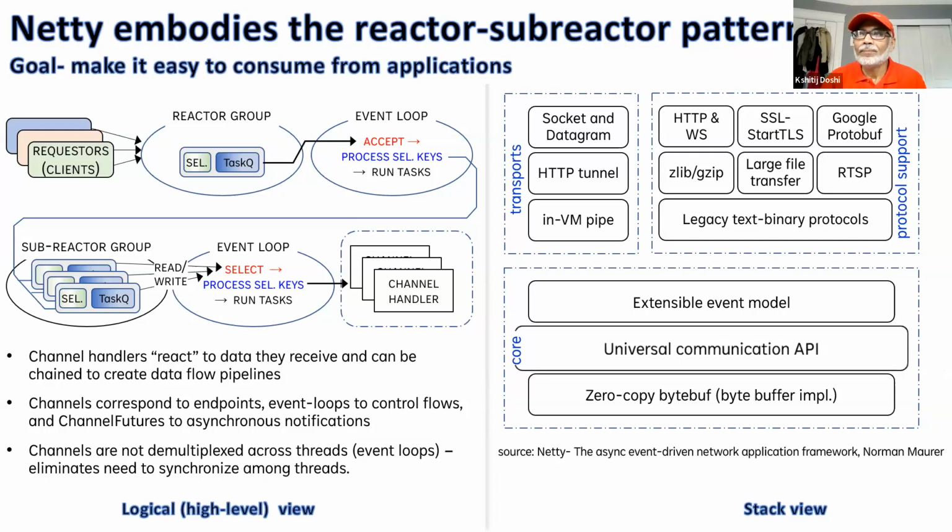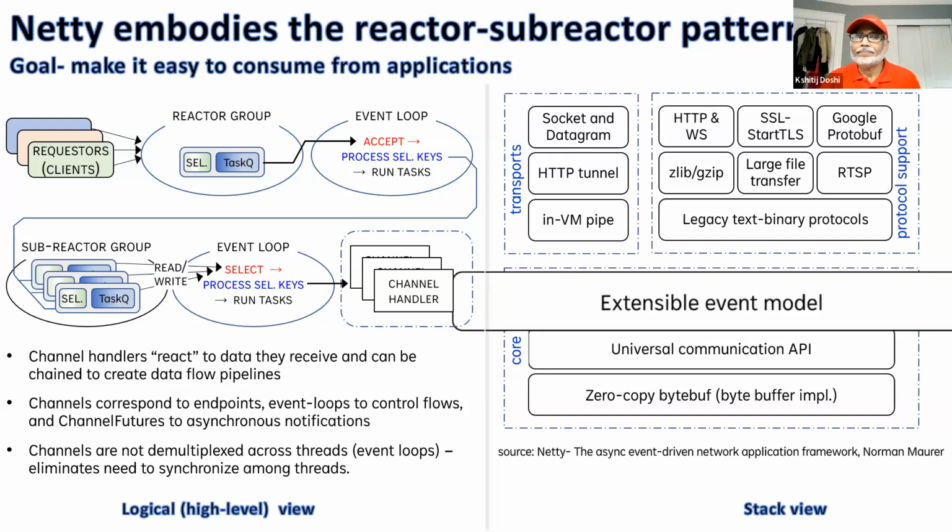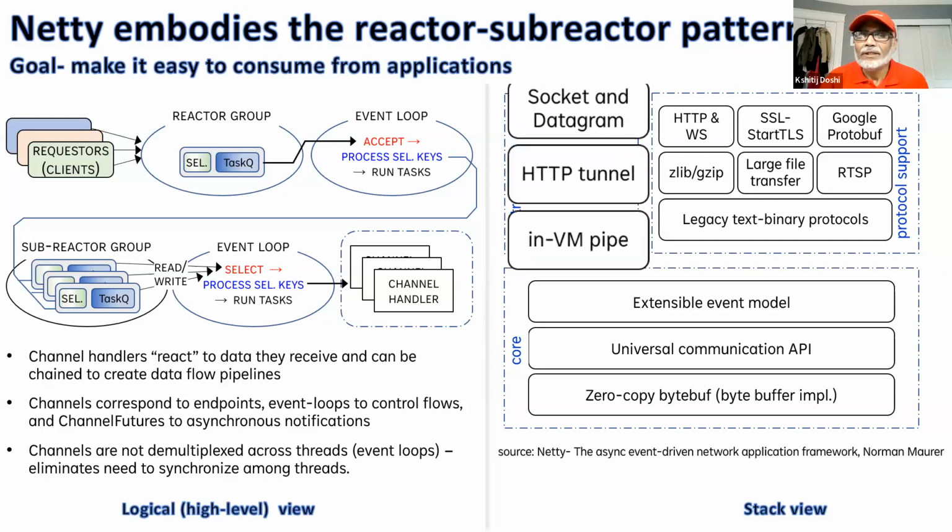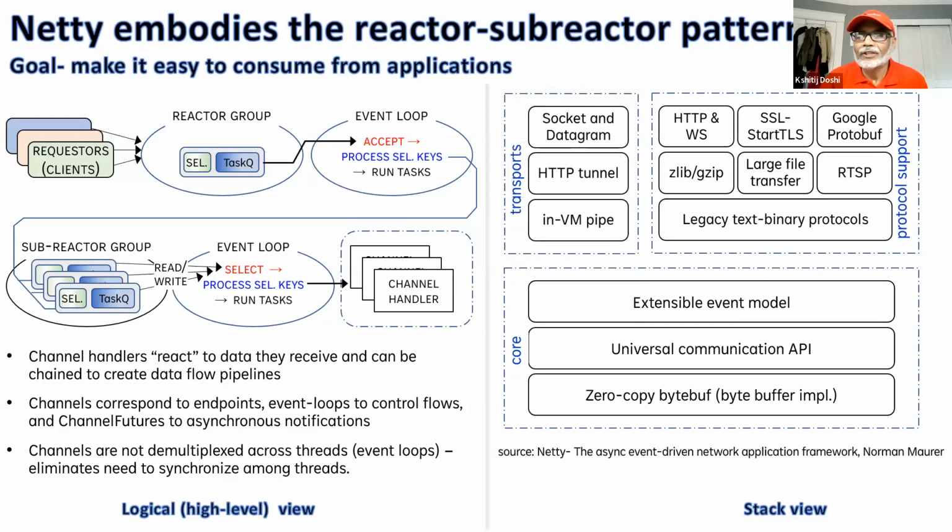There's a universal communication API that handles very common operations like connection setup and acceptance and so on, reads, writes, exceptions, etc. And there's an extensible event model because the standard event handlers that are provided by Netty can be overridden and extended as necessary. Then we have the support for a variety of different transports. Here we are only showing three, but there's a very rich collection of transports that Netty already incorporates.